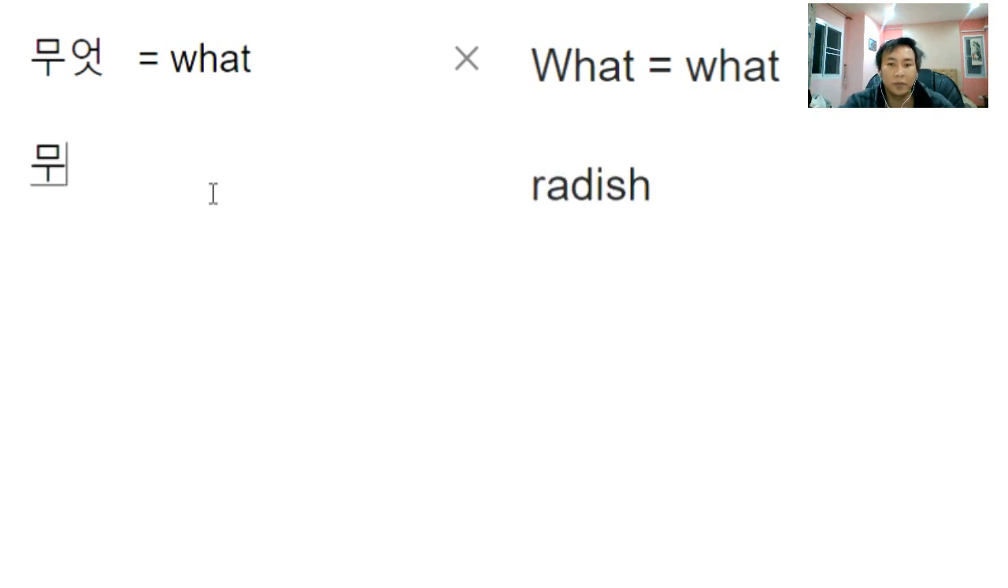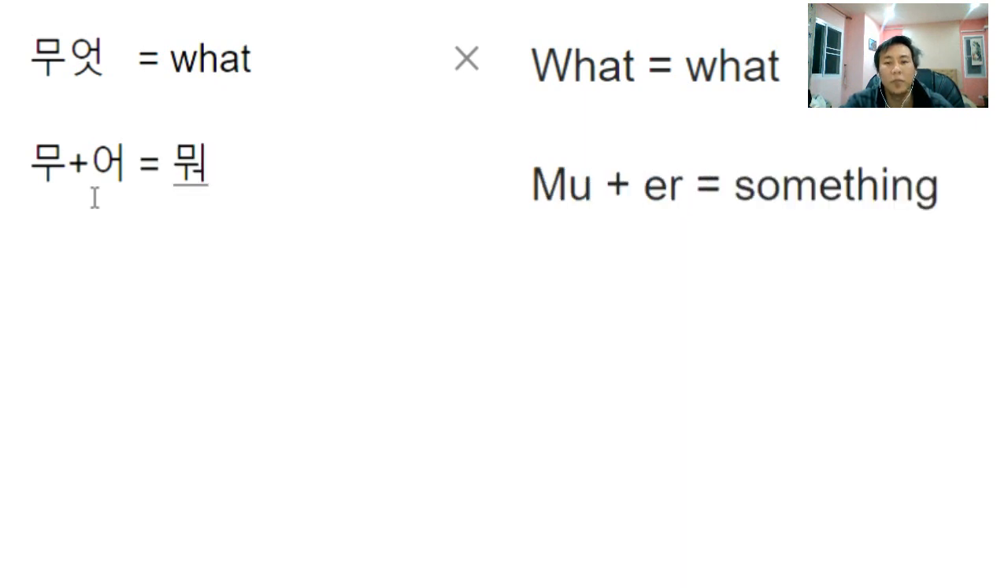"Muos", or if you want to make the short form, you just say "mo". Remove the ending, so it becomes "mo". Okay, so let's see an example.